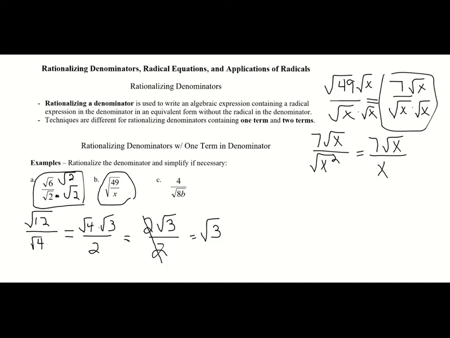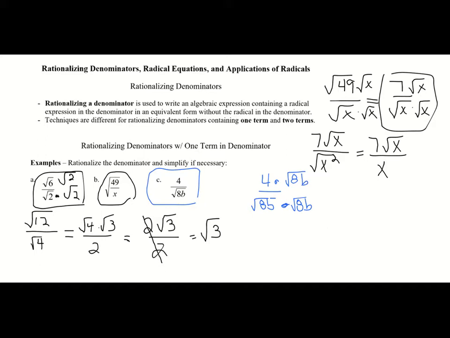And then our final problem that we're going to do here is going to be C. So we have 4 over the square root of 8b. And again, I want to get rid of the radical. So I'm going to multiply, because it's a square root, by the square root of 8b. And whatever I do to the bottom, I do to the top.